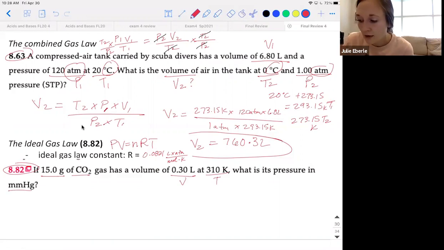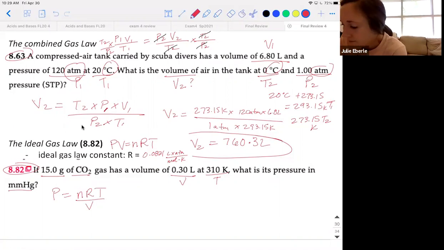So I don't have moles, I don't have n. Pressure, if I rearrange my equation, PV equals nRT, equals nRT divided by V, right? So I need to plug in moles, but I don't have moles of CO2, I have grams of CO2. So all I gotta do is take that 15 grams of CO2 and say, okay, what's the molar mass of CO2? We'd have to calculate that.